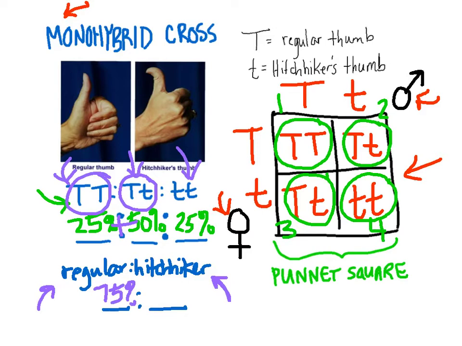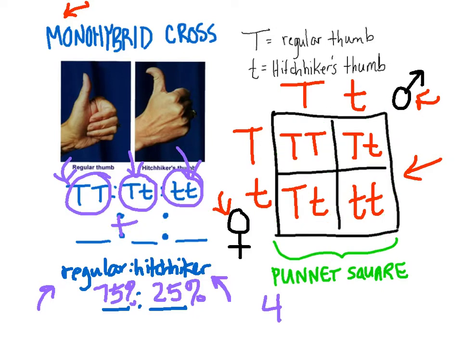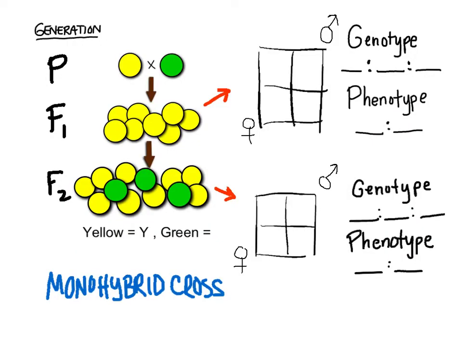That leaves me left over with the percentage for who we actually see that has a hitchhiker's thumb, and that's going to be the people that are homozygous recessive, so little t, and I don't have to add anything to that, so that's just going to end up being 25%. So my final genotype proportions is going to be 25% to 50% to 25%. For my phenotype, it's going to be 75% to 25%, or 3 to 1.